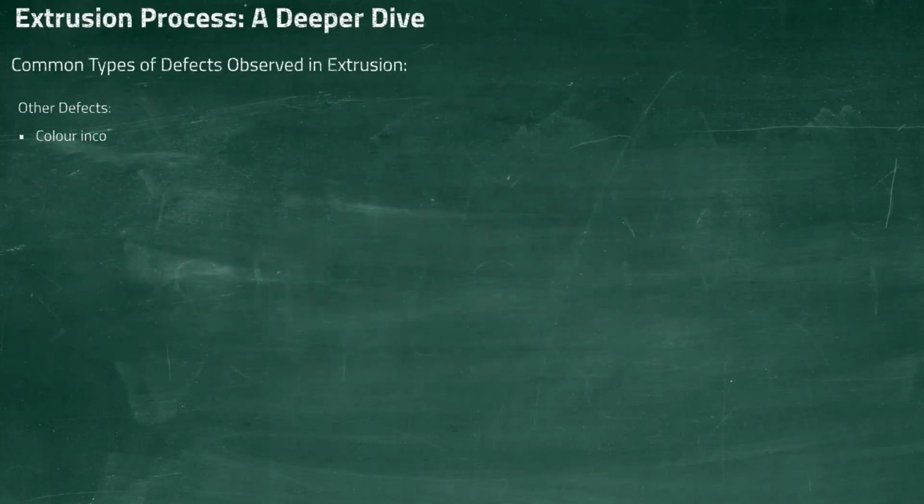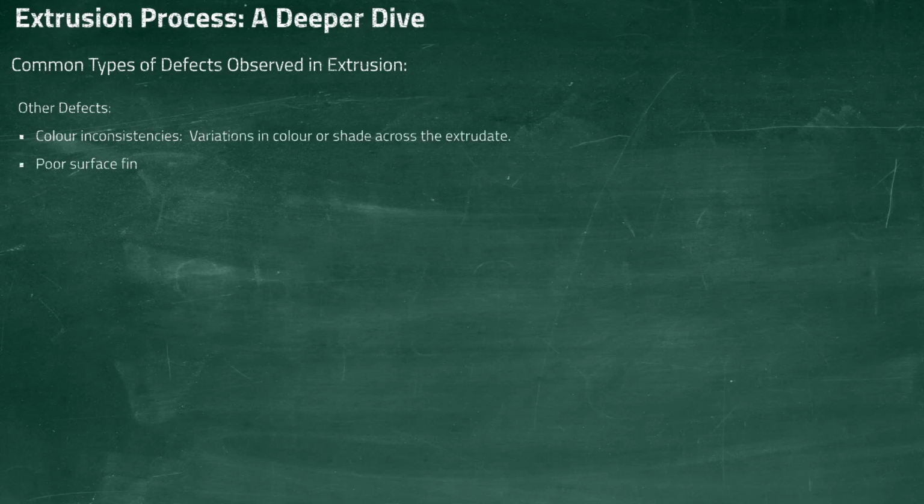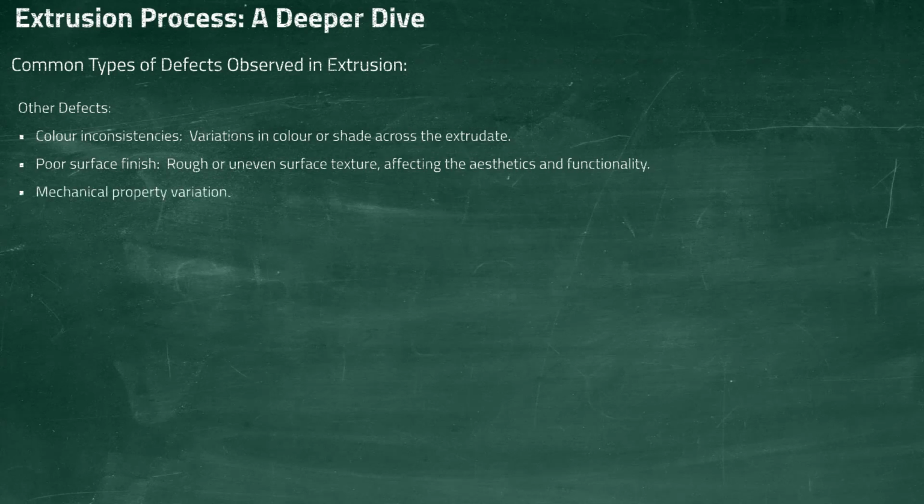Other defects. Color inconsistencies: variations in color or shade across the extrudate. Poor surface finish: rough or uneven surface texture, affecting the aesthetics and functionality. Mechanical property variations: deviations in strength, stiffness, or other mechanical properties.